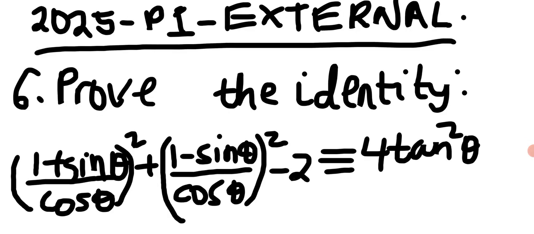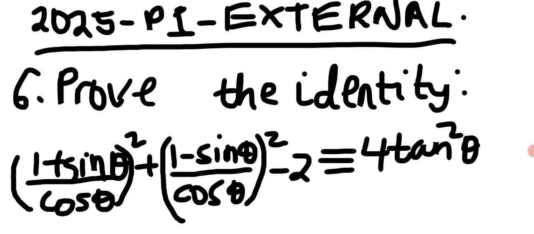This is Cornelius Tubinda with another video, and in this video we're going to answer the 2025 Paper 1 External Question 6, which reads: prove the identity ((1 plus sine theta) divided by cos theta) squared plus ((1 minus sine theta) divided by cos theta) everything squared, minus 2, is equivalent to 4 tan theta squared.